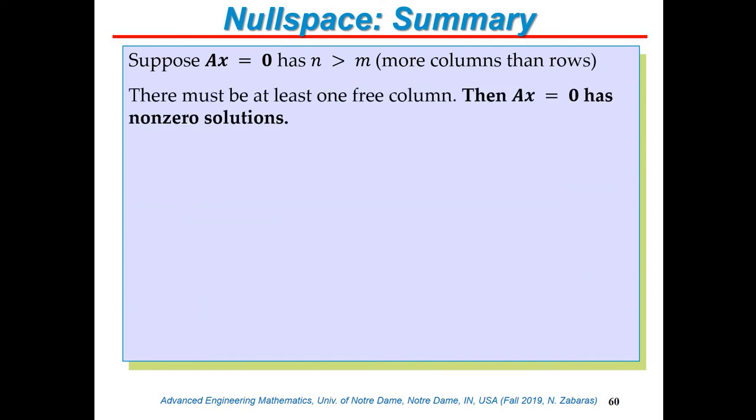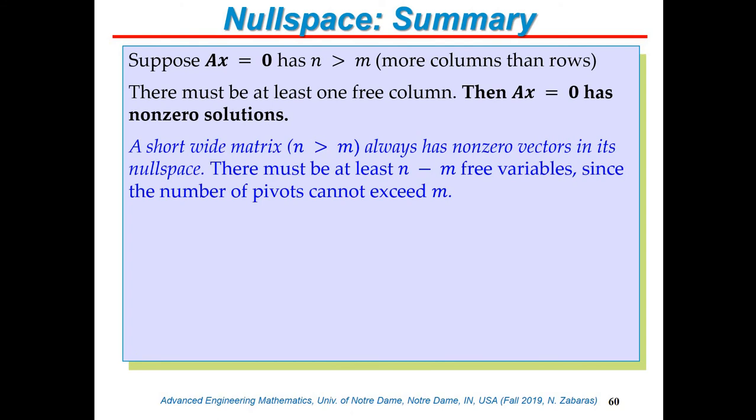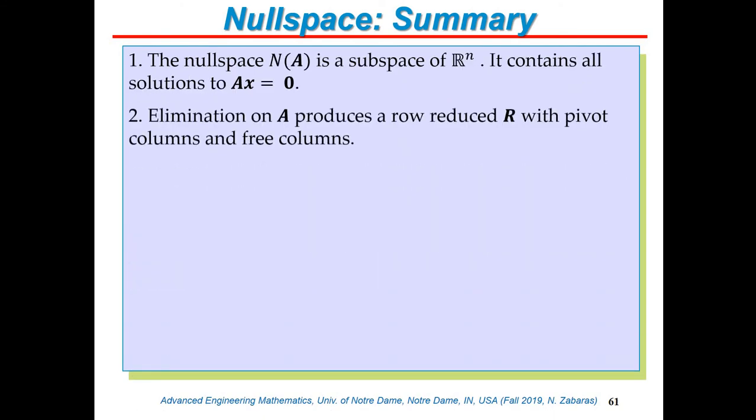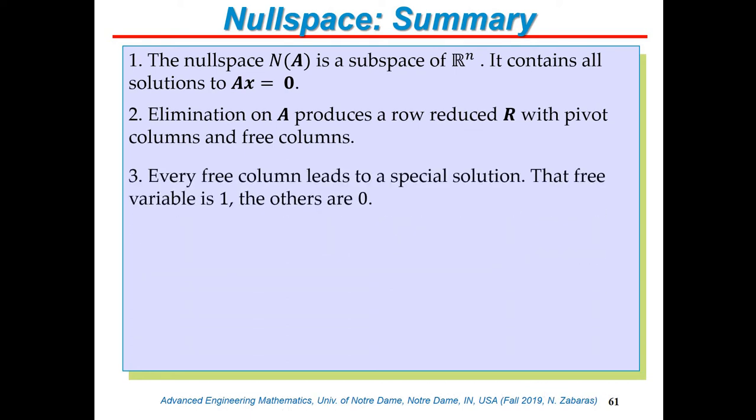So as I mentioned before, if we have n greater than m, since the rank of the matrix is at most m, obviously we're going to have n minus r free variables. So we have non-zero solutions to the null space problem. So we have special solutions that you need to calculate with the scheme that I gave you. I don't see anything special here.